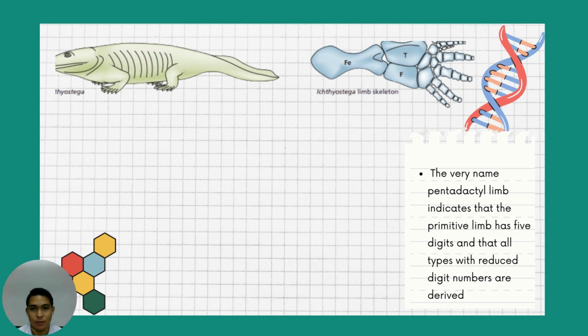One of the most obvious features of the modern tetrapod limbs is that the number of digits very rarely exceeds 5. Again, very rarely exceeds 5. The very name pentadactyl limb indicates that the primitive limb has 5 digits, from the word penta, and that all types with reduced digits are derived.